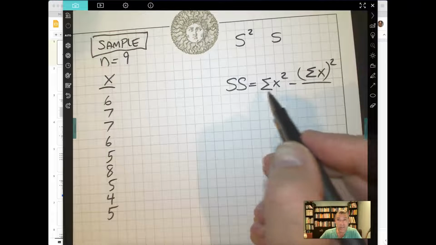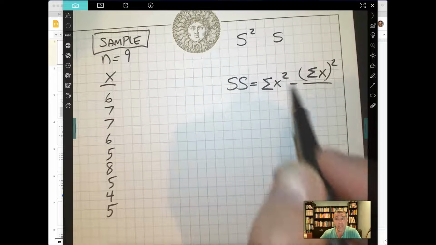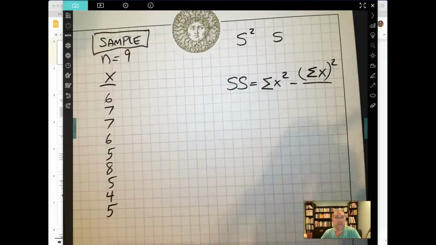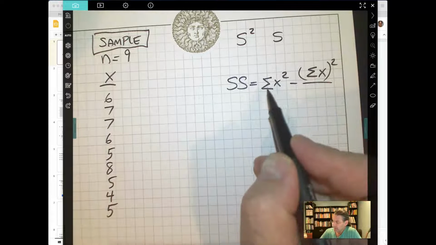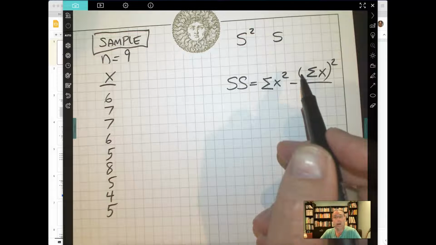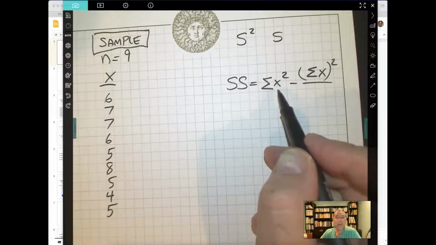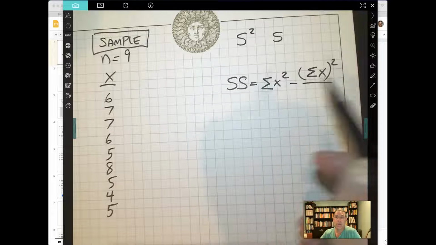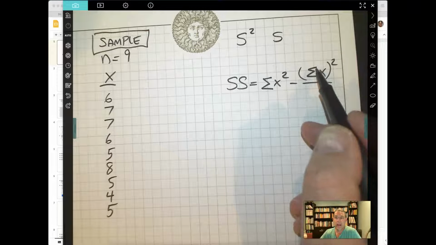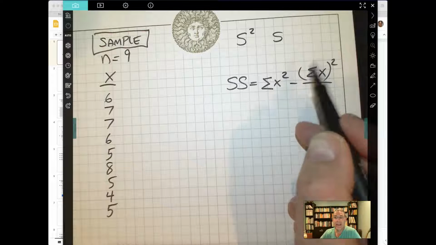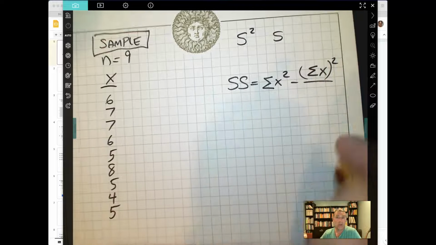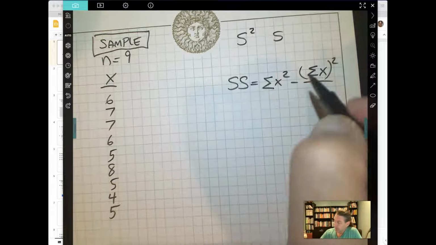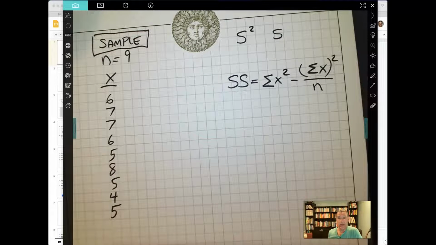Whereas this is a different thing, and this is something you need to be clear on, because otherwise it is going to mess you up. This is sum of x squared. This is where you add up a bunch of x squareds. This, you add up all the x's and then square that total. 2 very different things. And then we're going to divide by n here.